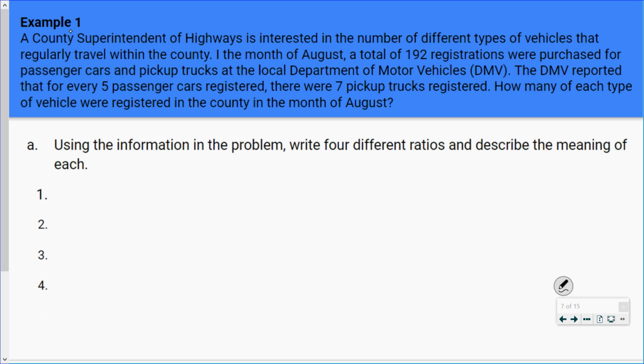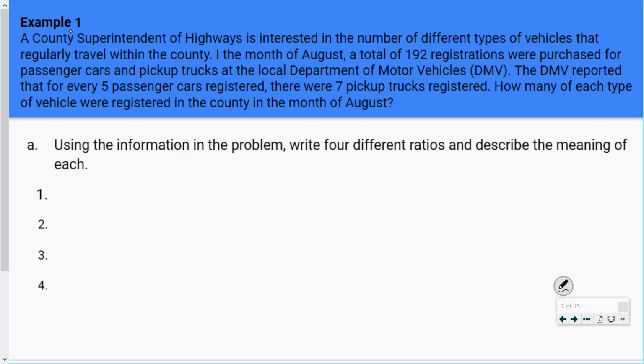Okay, for this first example, I know this looks a little intimidating because it's a big word problem, but a lot of the information in there is stuff that you need to worry about. So let's go over it. County Superintendent of Highways is interested in the number of different types of vehicles that regularly travel within the county. In the month of August, a total of 192 registrations were purchased for passenger cars and pickup trucks at the local Department of Motor Vehicles, the DMV.